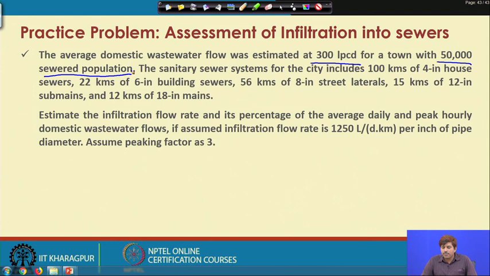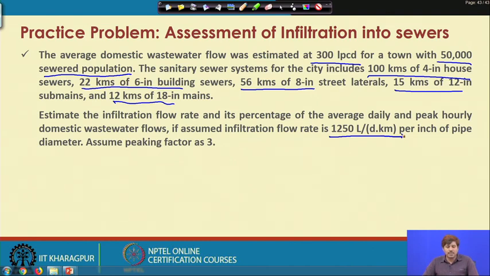The sanitary sewer system for the city includes pipes of different sizes: 100 kilometer of 4-inch house sewers, 22 kilometer of 6-inch, 56 kilometer of 8-inch, 15 kilometer of 12-inch and 12 kilometer of 18-inch pipes in the total sewer system. We need to estimate the infiltration flow rate and its percentage of the average daily and peak hourly wastewater flows, if the assumed infiltration rate is 1250 liters per day per kilometer per inch of pipe diameter and the peaking factor can typically be taken as 3, right.